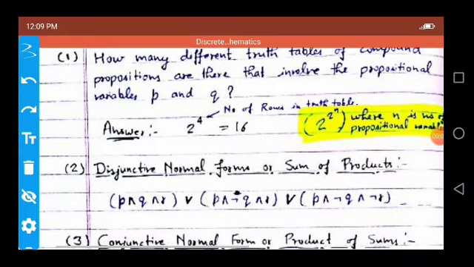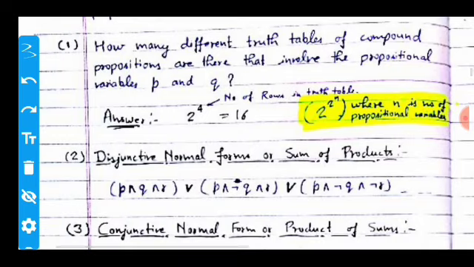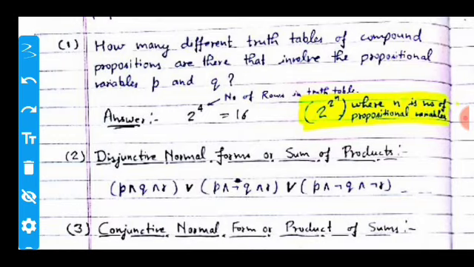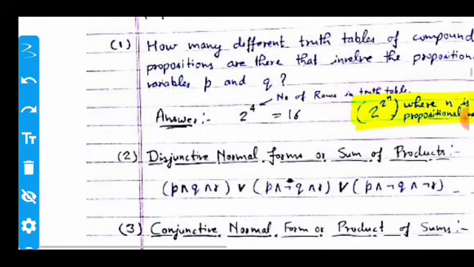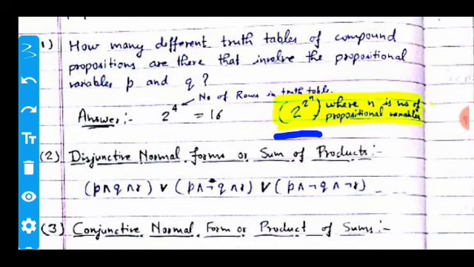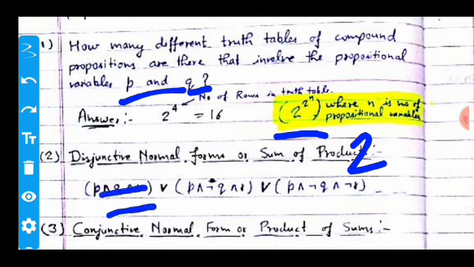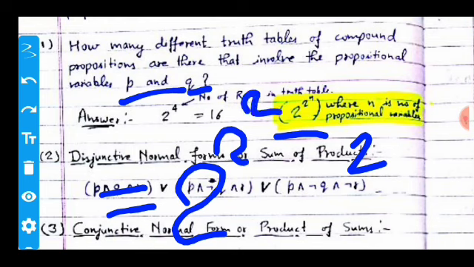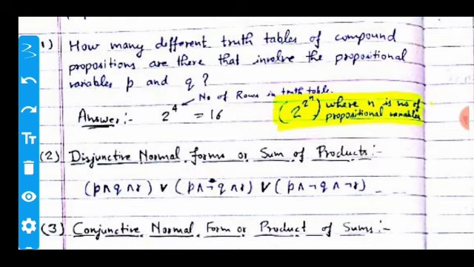Our first important point: how many different truth tables of compound propositions are there that involve the propositional variables p and q? We know that the number of truth tables is 2 to the power of 2^n, where n is the number of propositional variables, here p and q. So the total number of propositional variables is 2. Then the total number of truth tables possible is 2 to the power of 2^2, which is 2 to the power of 4, equal to 16. So the number of rows in the truth table required is 16.